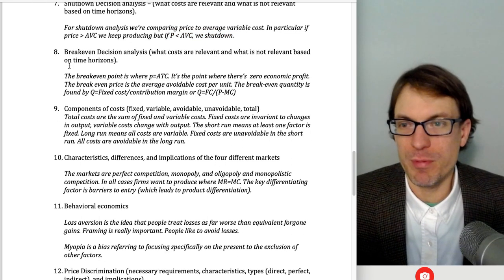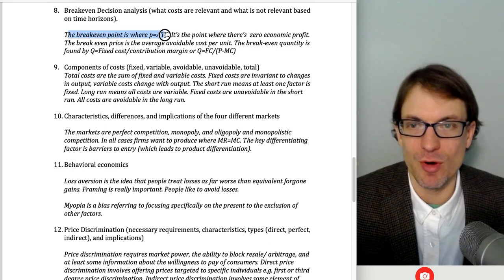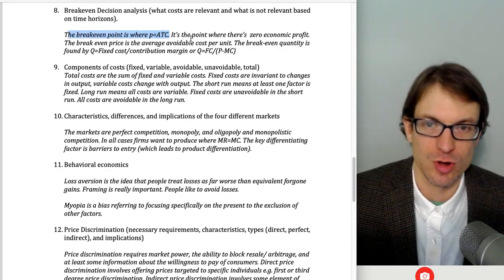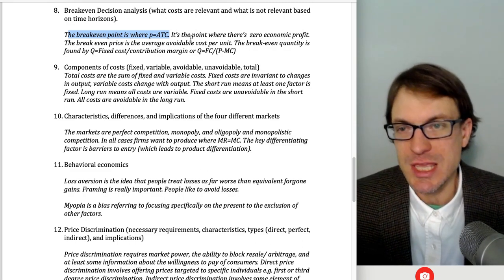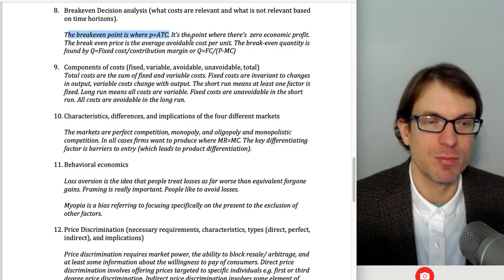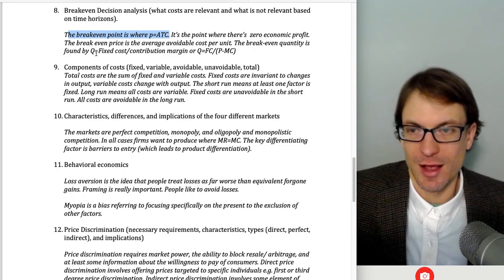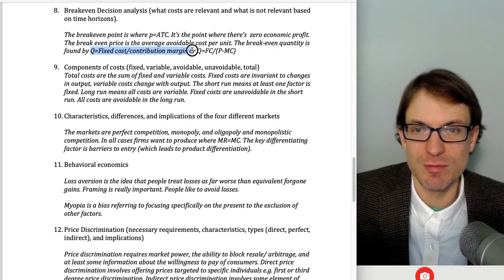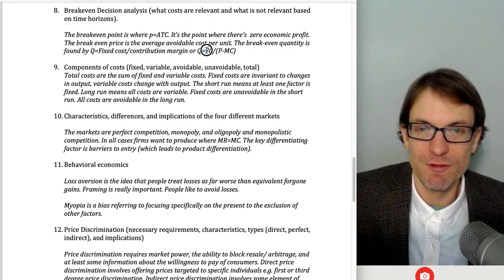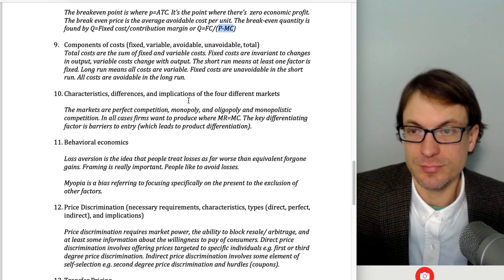All right, so break-even decision. What costs are relevant, what's not relevant? So the break-even point is where price is equal to average total cost. It's at the point where there's zero economic profit. Break-even price is the average avoidable cost per unit. And the break-even quantity is found by setting quantity equal to the fixed cost divided by the contribution margin, right? So Q is equal to fixed cost divided by markup, price minus marginal cost.